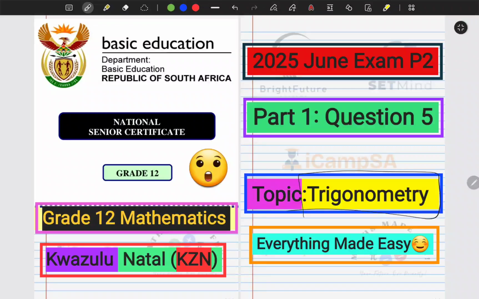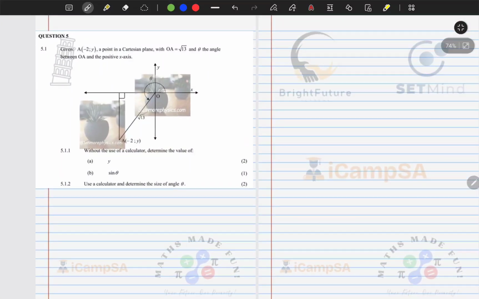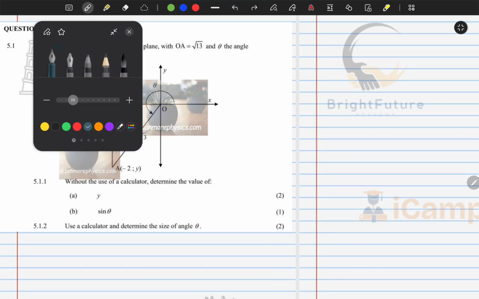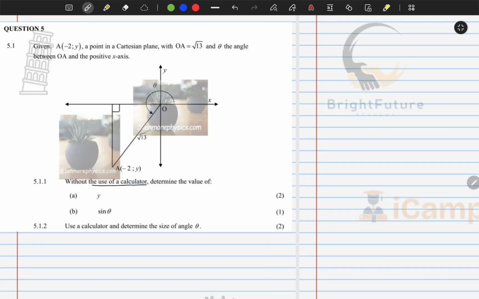So let's go ahead and have a look at the question. Other questions, we'll cover them in different lessons. For question 5, we are given the sketch as you can see here. And usually what you read here is what is drawn on your sketch. So the first question reads 5.1.1 without the use of a calculator.